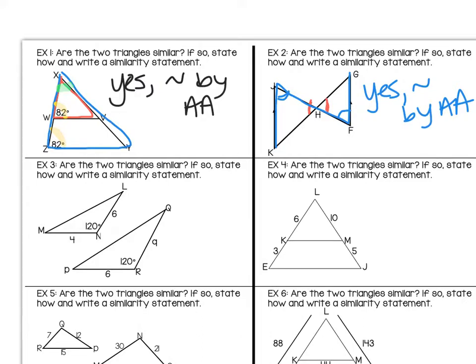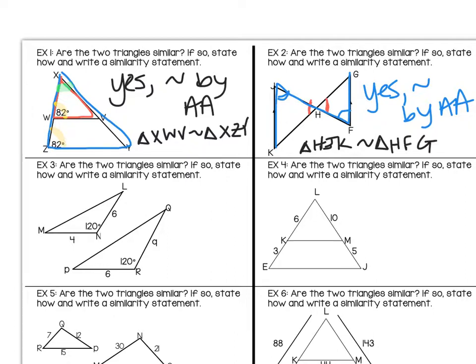And we should be doing our congruent statement or our similar statement. So going back to the first one, so triangle XWV is similar to triangle XZY. And then in the other one, we have triangle HJK is similar to triangle HFG.